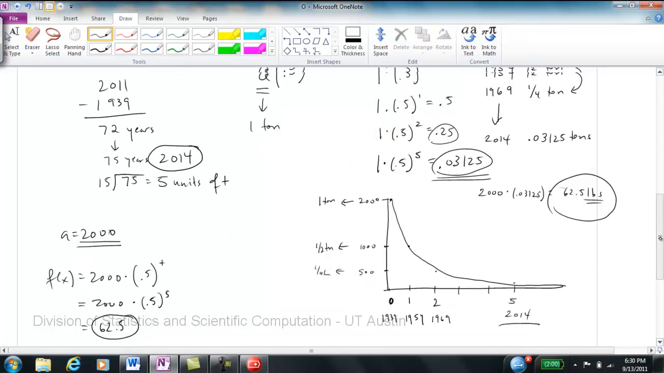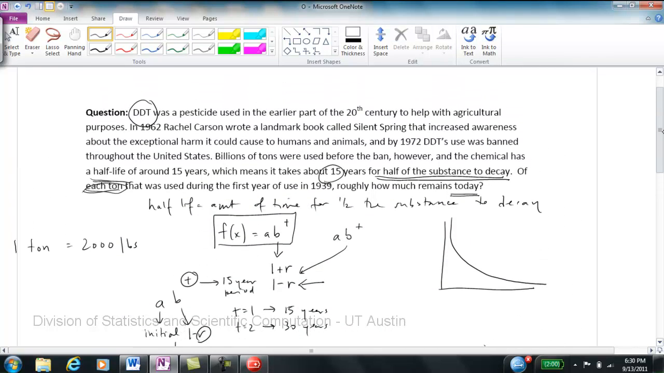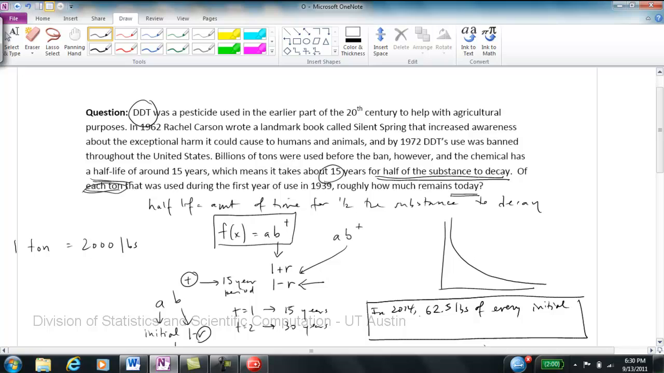So the answer to our question, how much remains today, is we can say in 2014, 62.5 pounds of every initial ton used in 1939 will still remain.